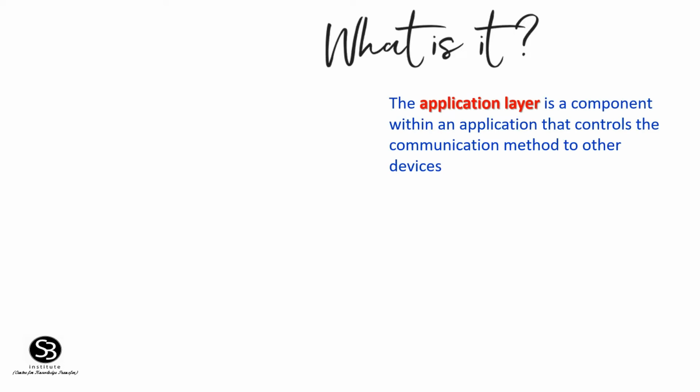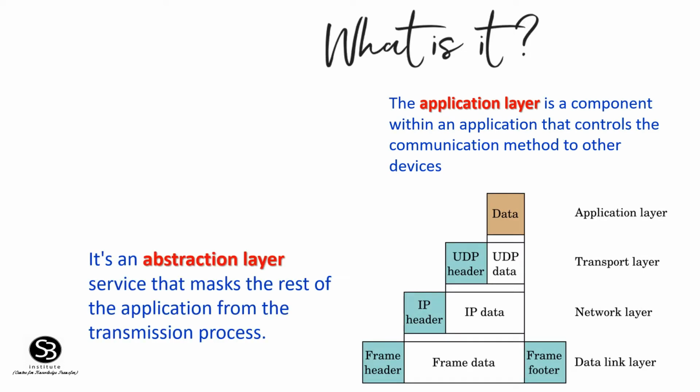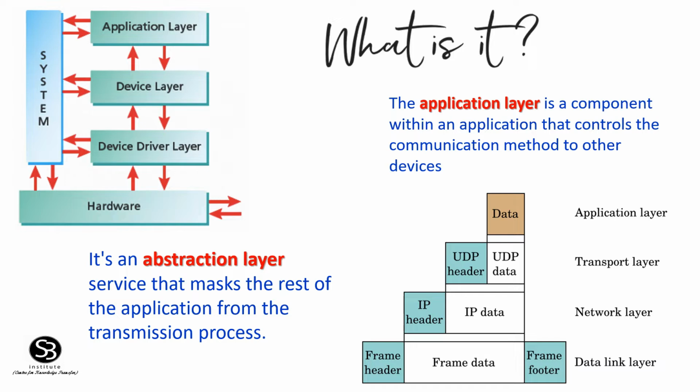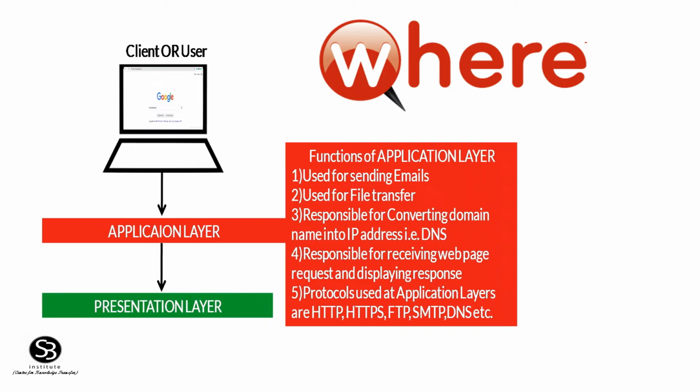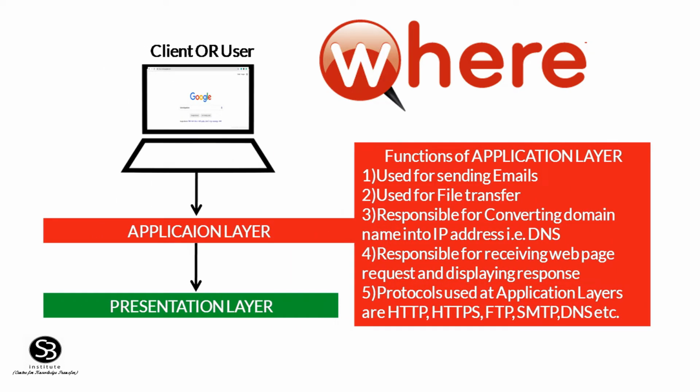What is the application layer? The application layer is a component within an application that controls the communication method to other devices. It is an abstraction layer service that masks the rest of the application from the transmission process. So when we think about where we use the application layer, we can say that its functions are used for sending emails and for file transfer. It is responsible for converting domain names into IP addresses, that is DNS, and for receiving a web page request and displaying the response. Protocols that are used at the application layer are HTTPS, FTP, SMTP, DNS, etc.